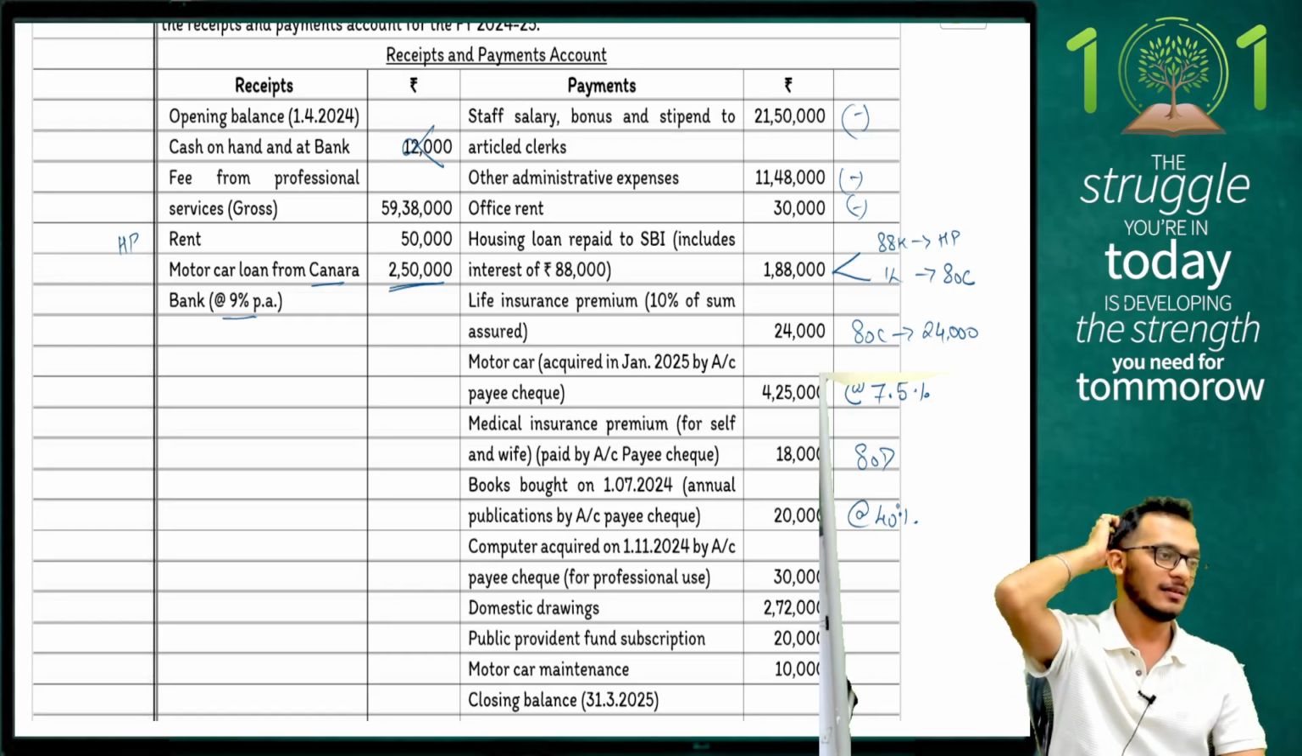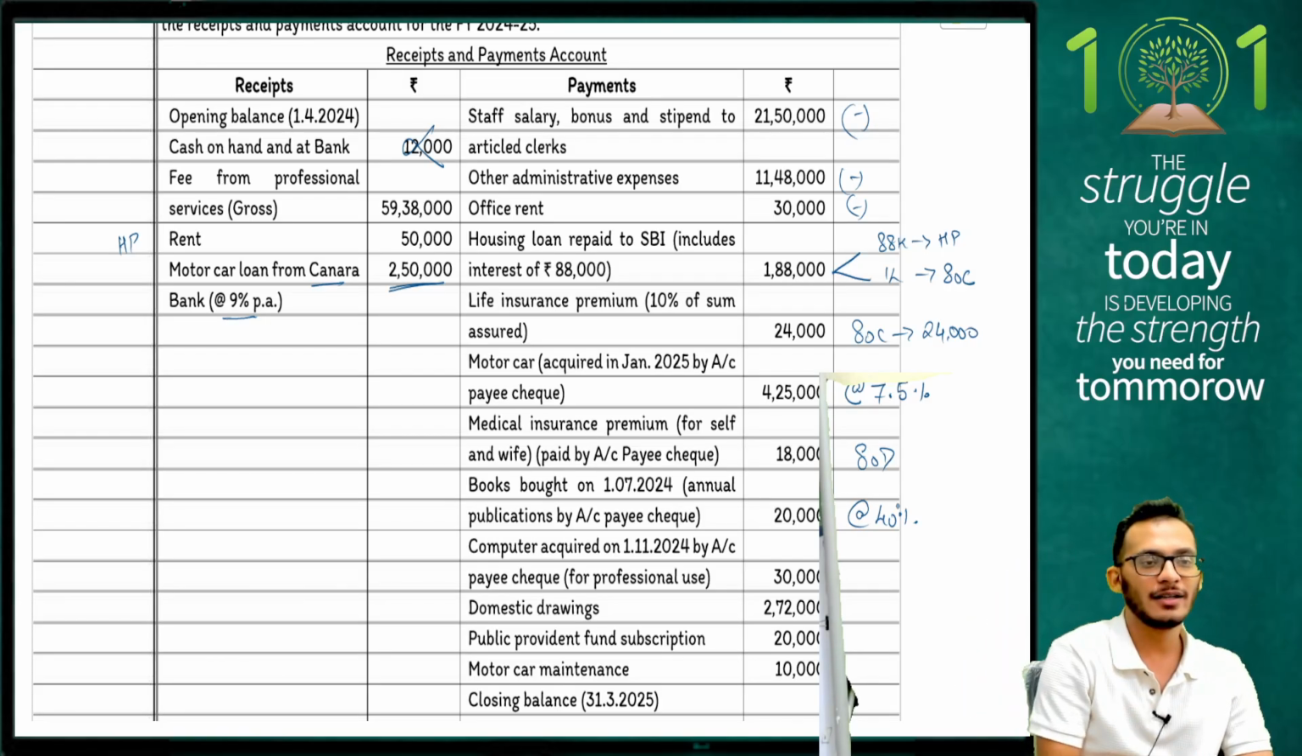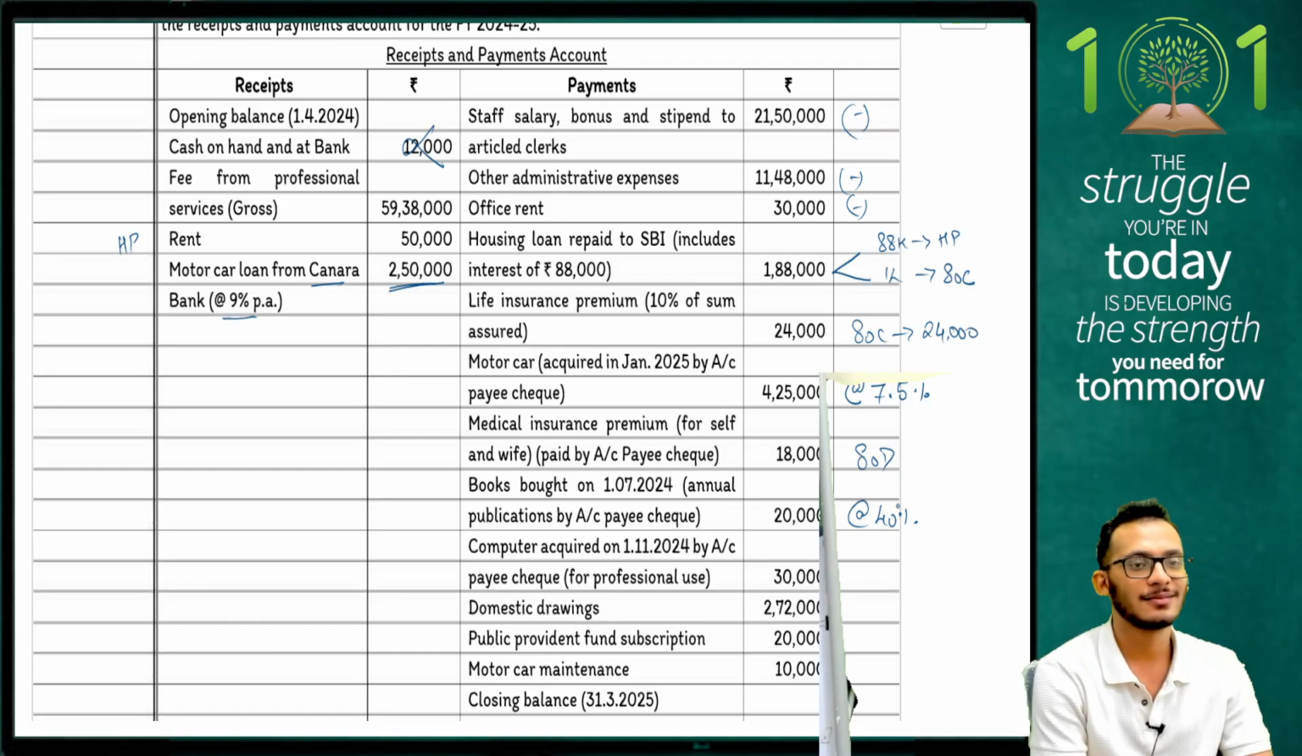Hey, I have a question. Sir, we are following cash basis accounting, no? So can we claim depreciation? It's a non-cash expense, no?